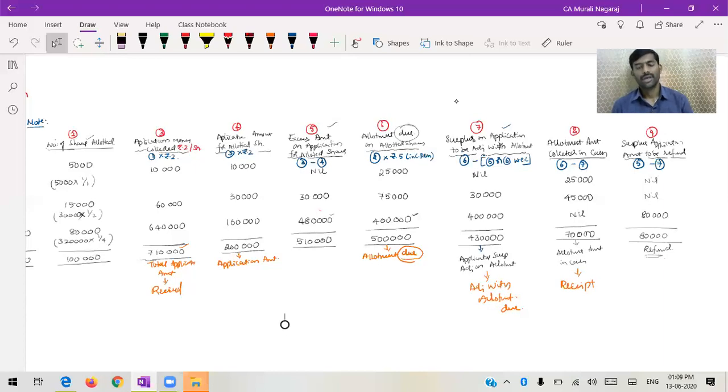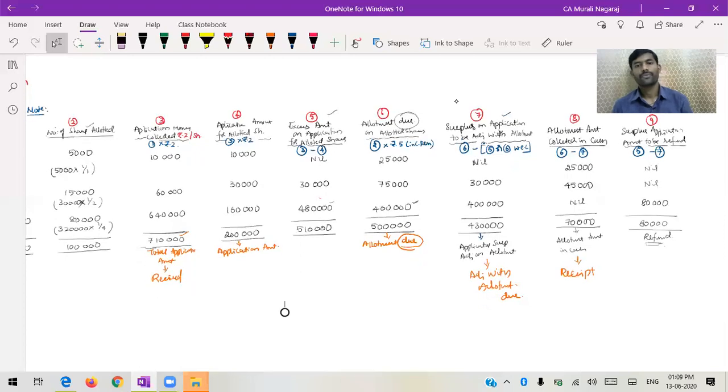Share application account debit, column number 7, 4,30,000, to share allotment account, 5 lakh.